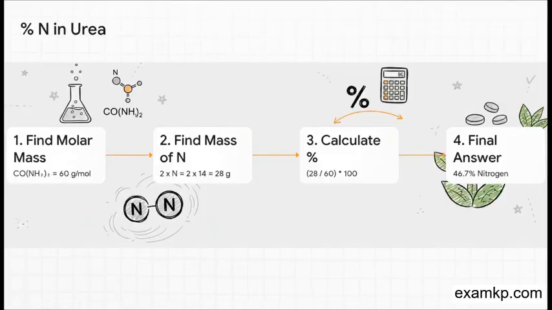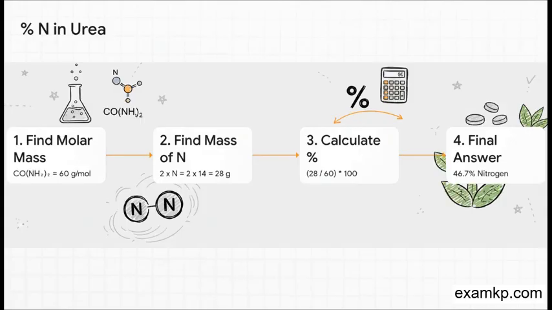Let's work through this one together. To find the percentage of nitrogen in urea, first you calculate the molar mass of the entire compound. Add it all up and you get 60. Good. Next, find the mass of just the nitrogen atoms. See, there are 2 of them. So that's 2 times 14, which gives you 28.